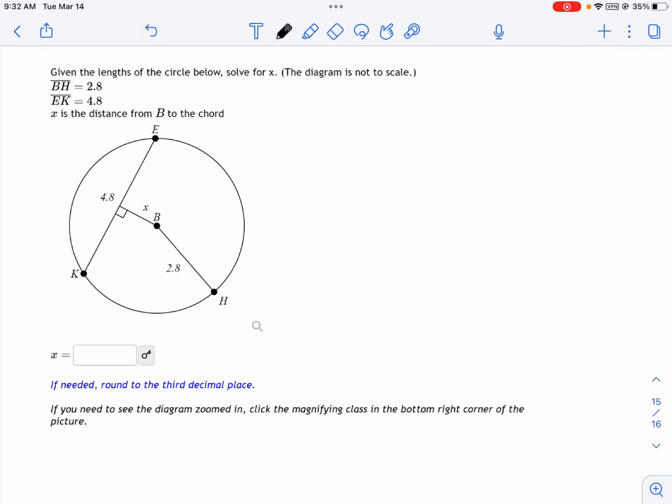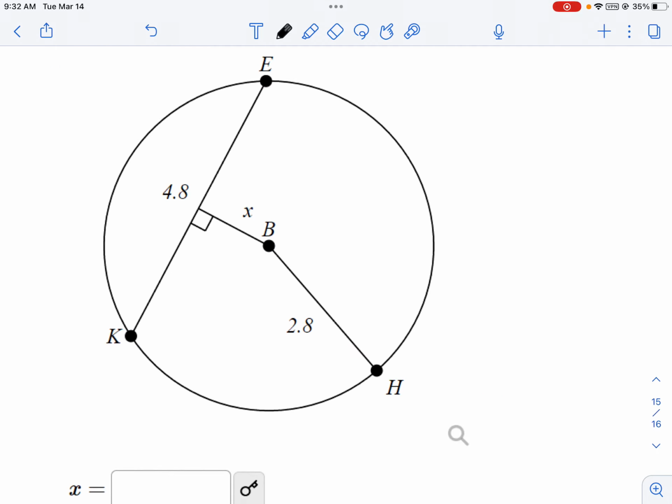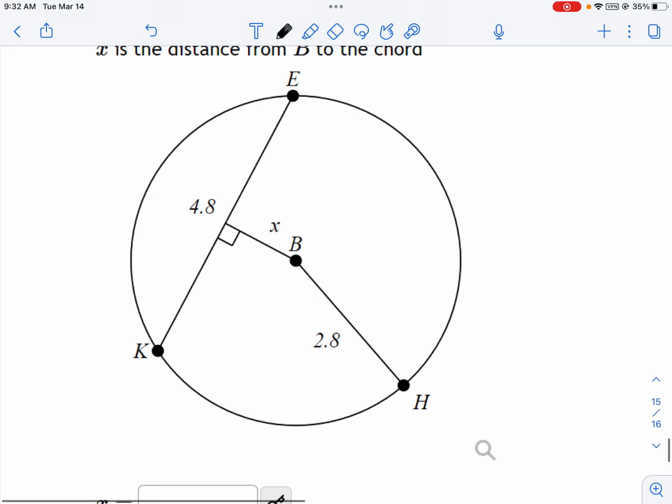Hello and welcome. So, first off, we have ourselves a circle, chord, and parts radii there. So, let's look at what we are given specifically and what we know from what we are given. The first thing that draws my attention is this right angle right here.